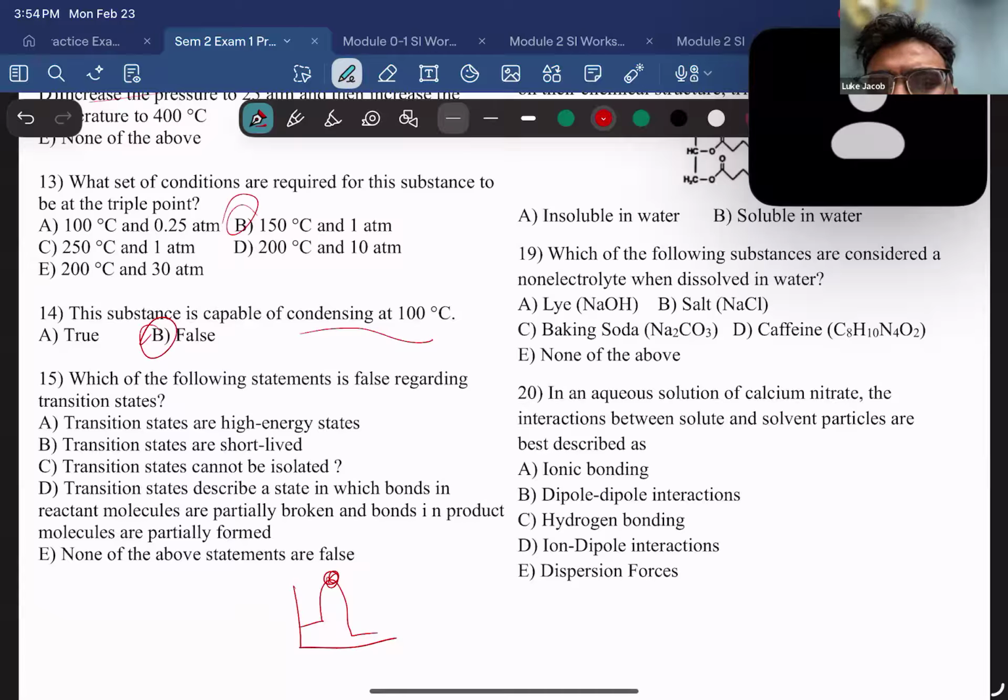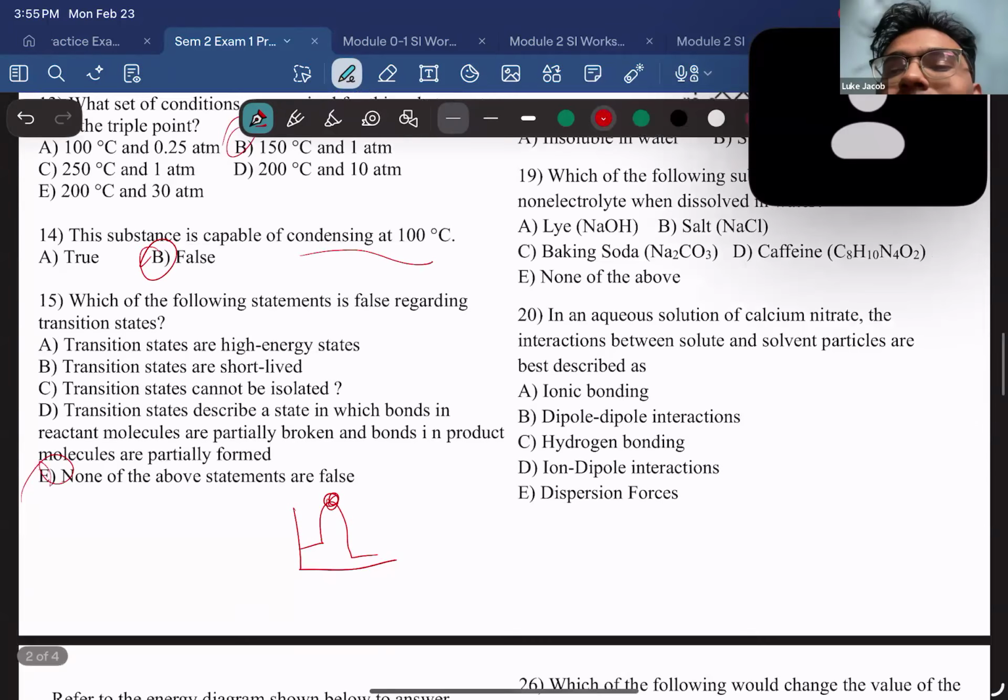Yeah, I think the answer is E in this case. All four of these answers are pretty much true, so I'm going to put E here. That's just because the transition state is not an intermediate, where you have a stable state. So intermediates, right?